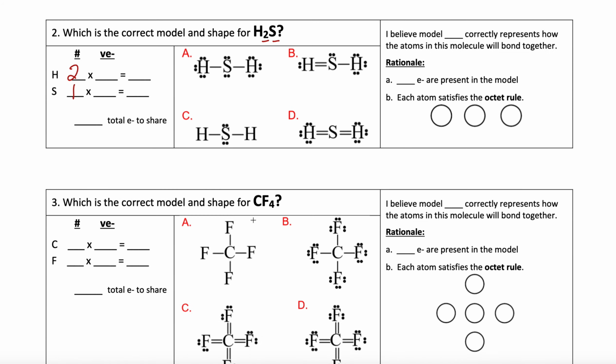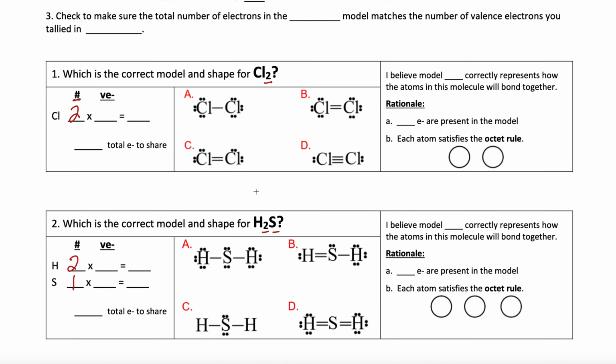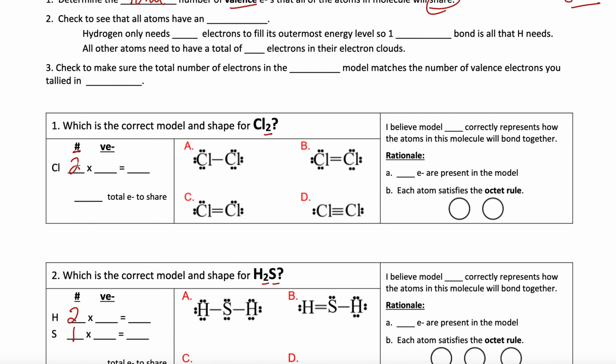And then the last one on this page, we see CF4. So we got carbon and fluorine. There's no number here, so we assume it's a 1. And the 4 means there's 4 fluorines that are going to pool electrons with each other and with this 1 carbon. So that's the first thing you do: look at the formula and figure out how many of each element there are. Then you've got to figure out how many valence electrons they each have. And then you do some simple math.